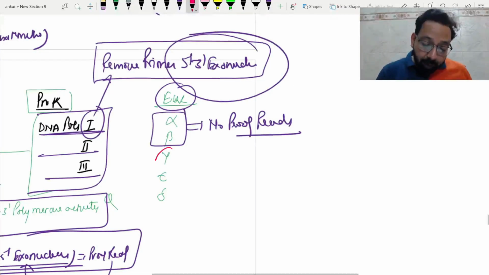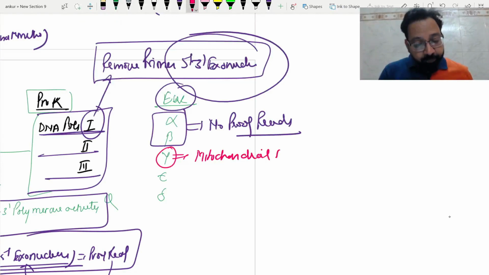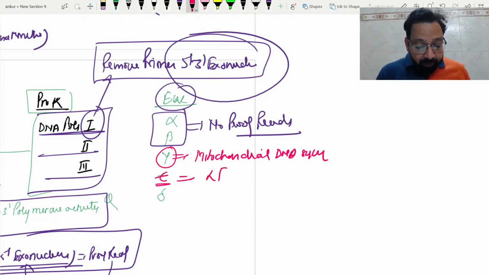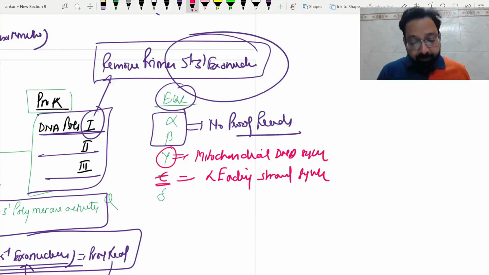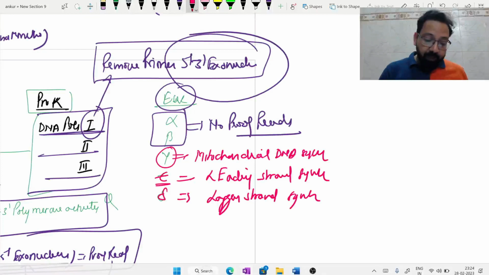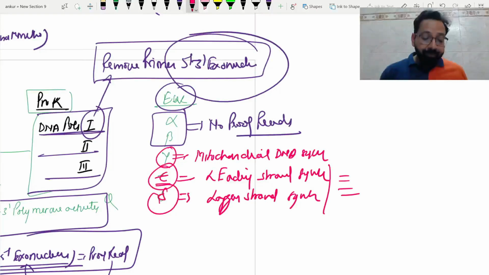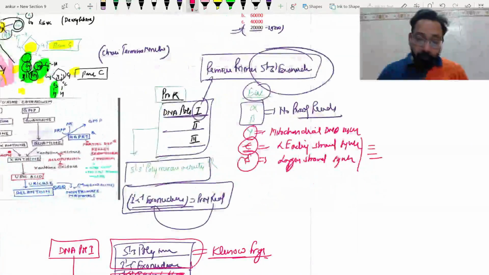Now I will write gamma. Gamma means mitochondria: gamma polymerase synthesizes mitochondrial DNA. Epsilon, E, epsilon looks like E: leading strand synthesis. Delta: lagging strand synthesis. So epsilon is leading, delta is lagging strand synthesis. So you will remember these polymerases.